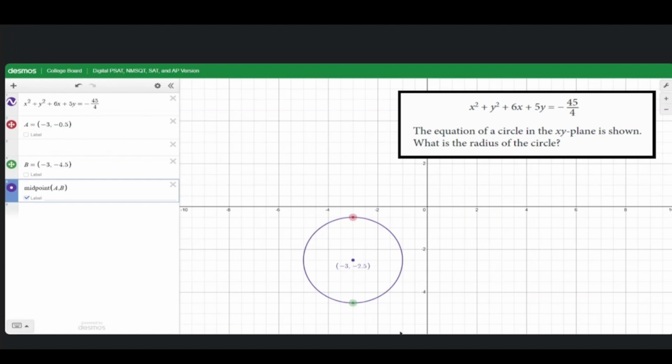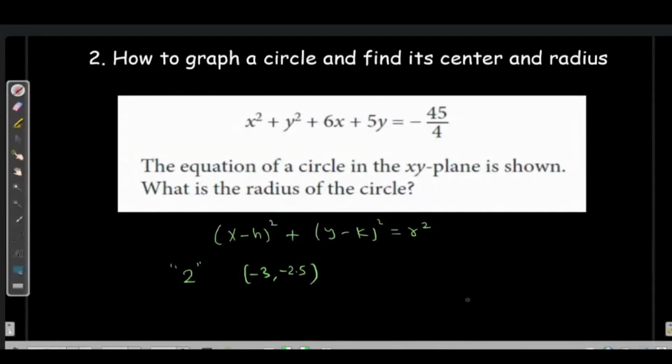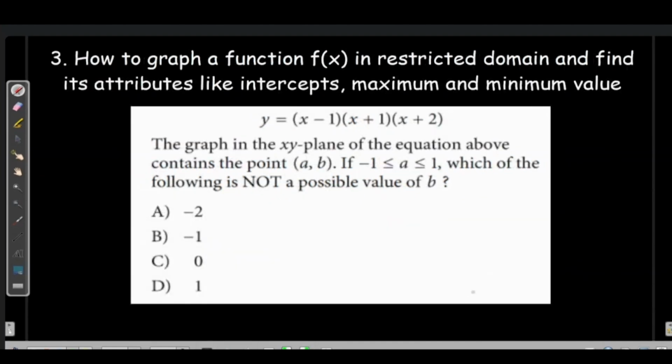Okay, I think this is it for our second trick. Let me share my board again. All right, so I've written the answer 2 and -3, comma negative 2.5. All right, cool. The next thing that we have here is, okay, this is interesting.